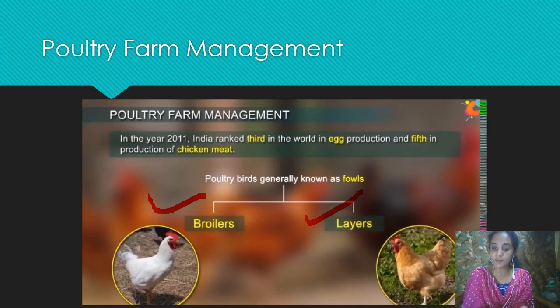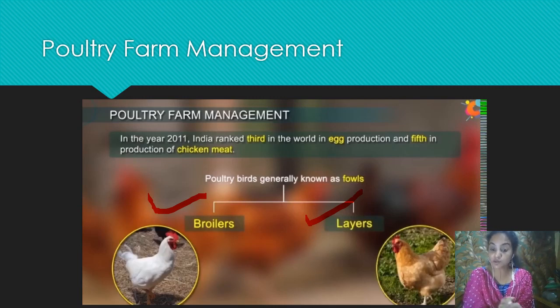Okay, depending upon the purpose of our rearing, we can rear either the broilers or the layers separately, or we can have two separate sections: on one side the broiler chickens, which we use for meat, and on the other side the layer chickens, which we use mainly for the production of eggs. So depending upon the purpose, we have to maintain the nutrient level also.